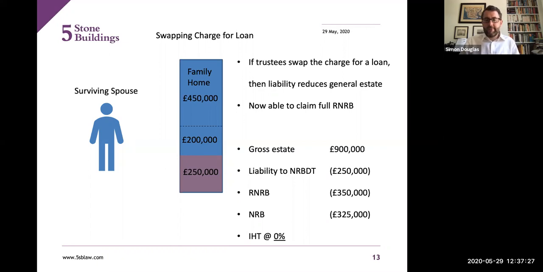So that's one way of thinking about how to mitigate the effects of the discretionary trust so far as it interacts with the residence nil rate band, whilst keeping the scheme in place.